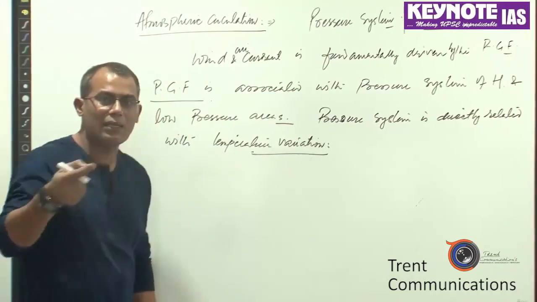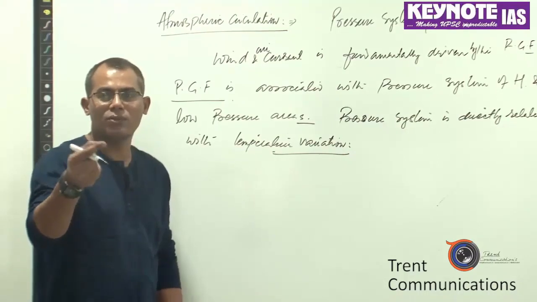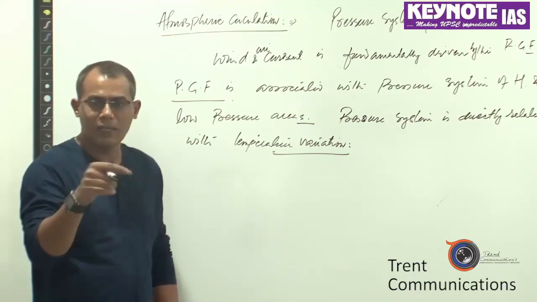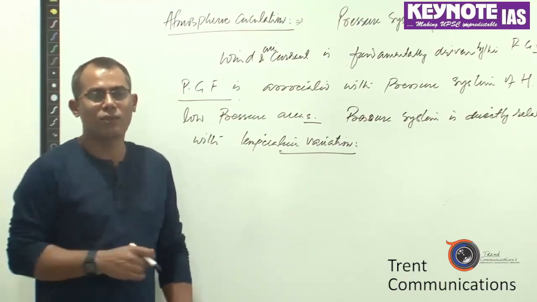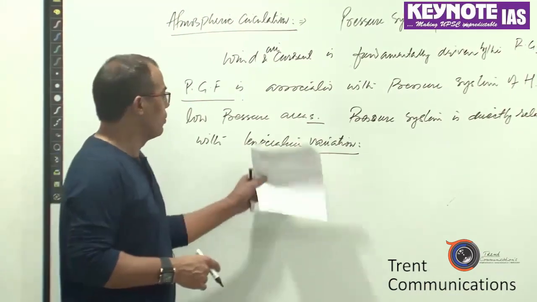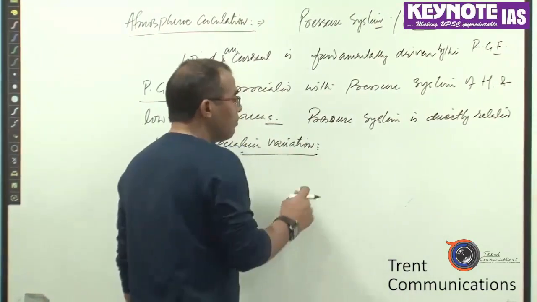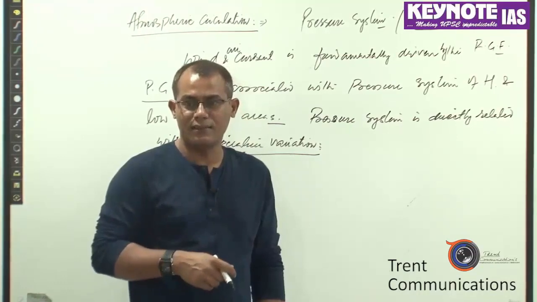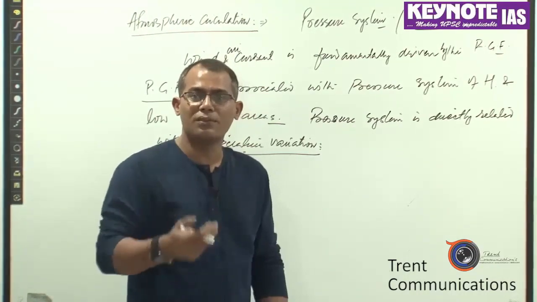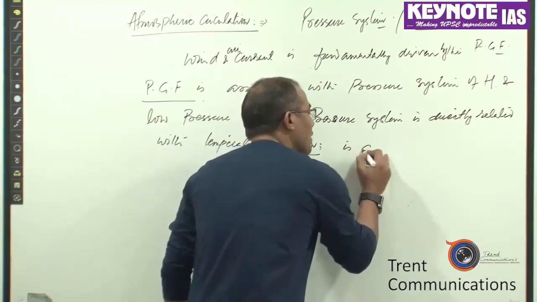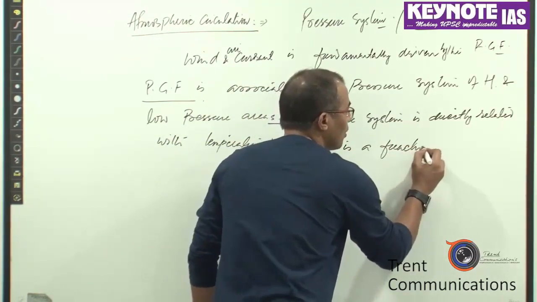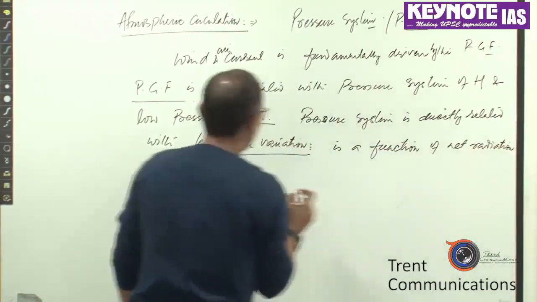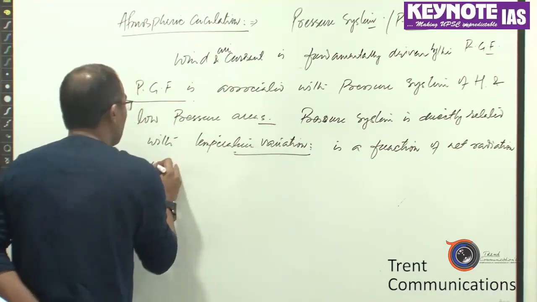This is a kind of mathematical equation, that (a plus b) square is equal to a square plus b square plus 2ab. Prove it. So you start with (a plus b) square, break it, and at the end you say that it is a square plus b square plus 2ab. So temperature variation. Now temperature variation is associated with net radiation. When you talk about over a period of time, temperature variation is a function of net radiation in an area.